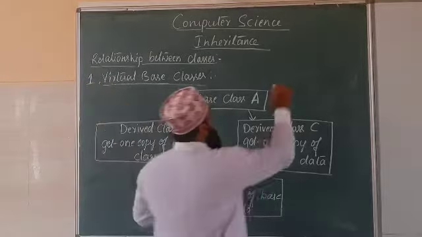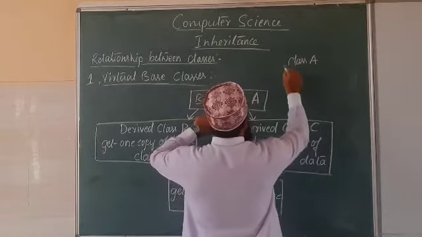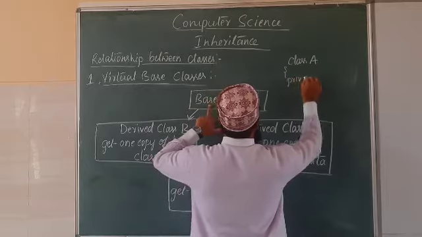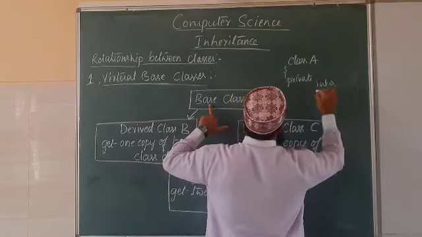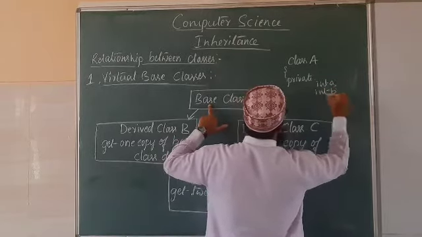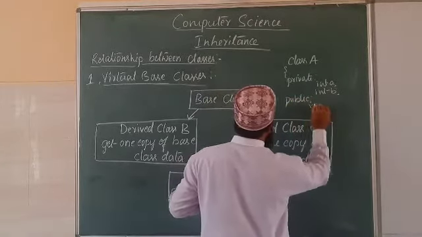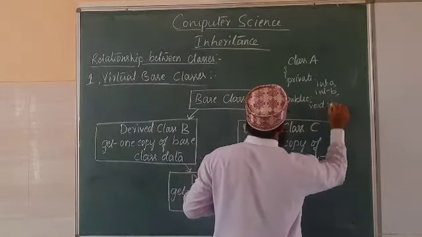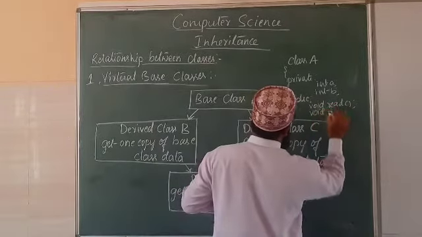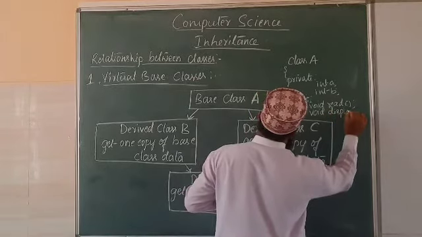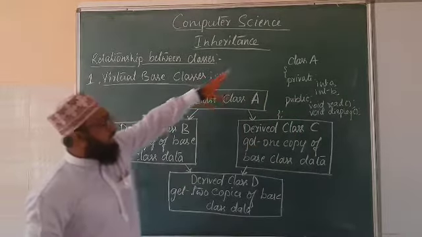Base class A. Take class A. This is a base class. It includes, in private, int A, then int B. Under public, it includes void read, then void display. Void display. Enclose the class. This is a base class.